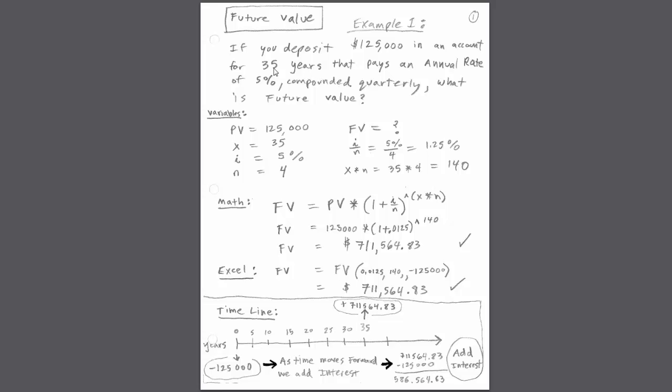Now, here's the first example for this video and example number 5 from last video. If you deposit $125,000 in an account for 35 years that pays an annual rate of 5% compounded quarterly, what is the future value? Well, we list all of our variables. And by the way, these variables will be exactly the same for present value and for future value. If we used our math formula, we would do all the calculations, substituting the variables in, and we'd get $71,564.83. If we used our Excel FV function, we'd plug these in and get exactly the same number.